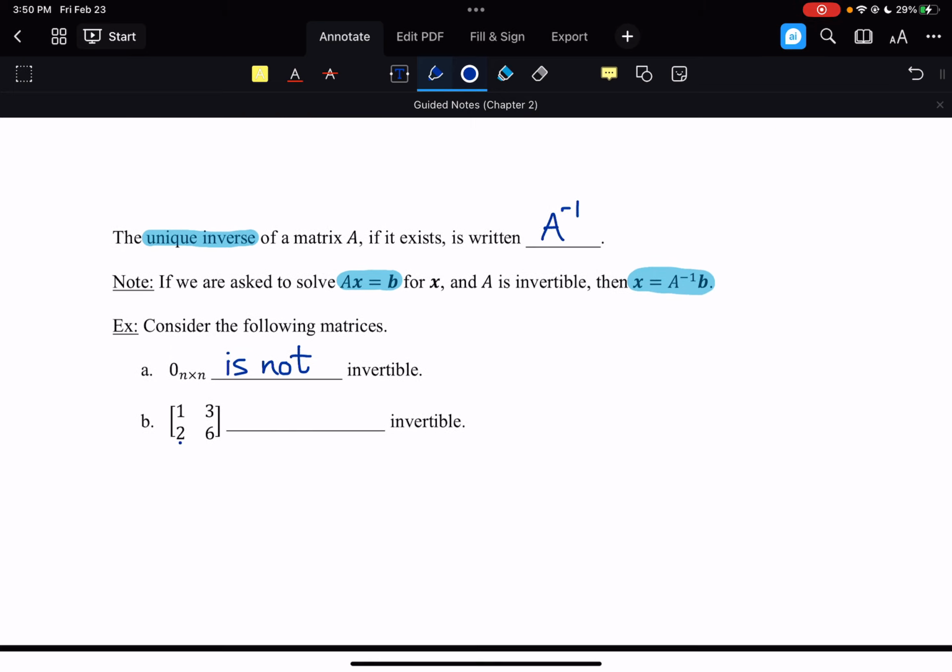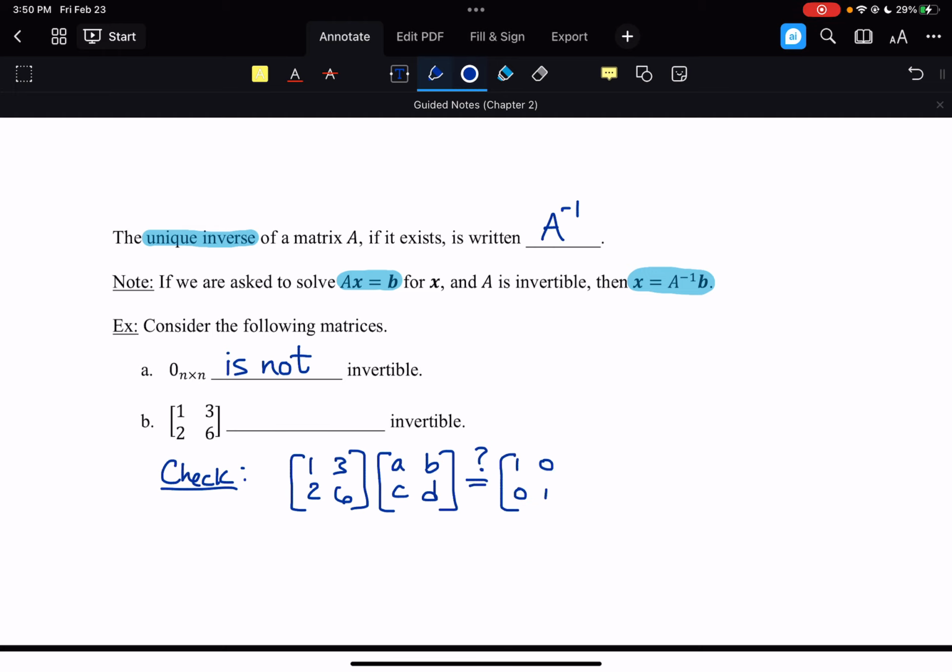For an example like this one, the question is, is this one invertible? Well, let's check. So if we took the matrix 1, 3, 2, 6 and multiplied it by some unknown inverse, A, B, C, D, the question is, could we get that to equal 1, 0, 0, 1, that 2 by 2 identity matrix?